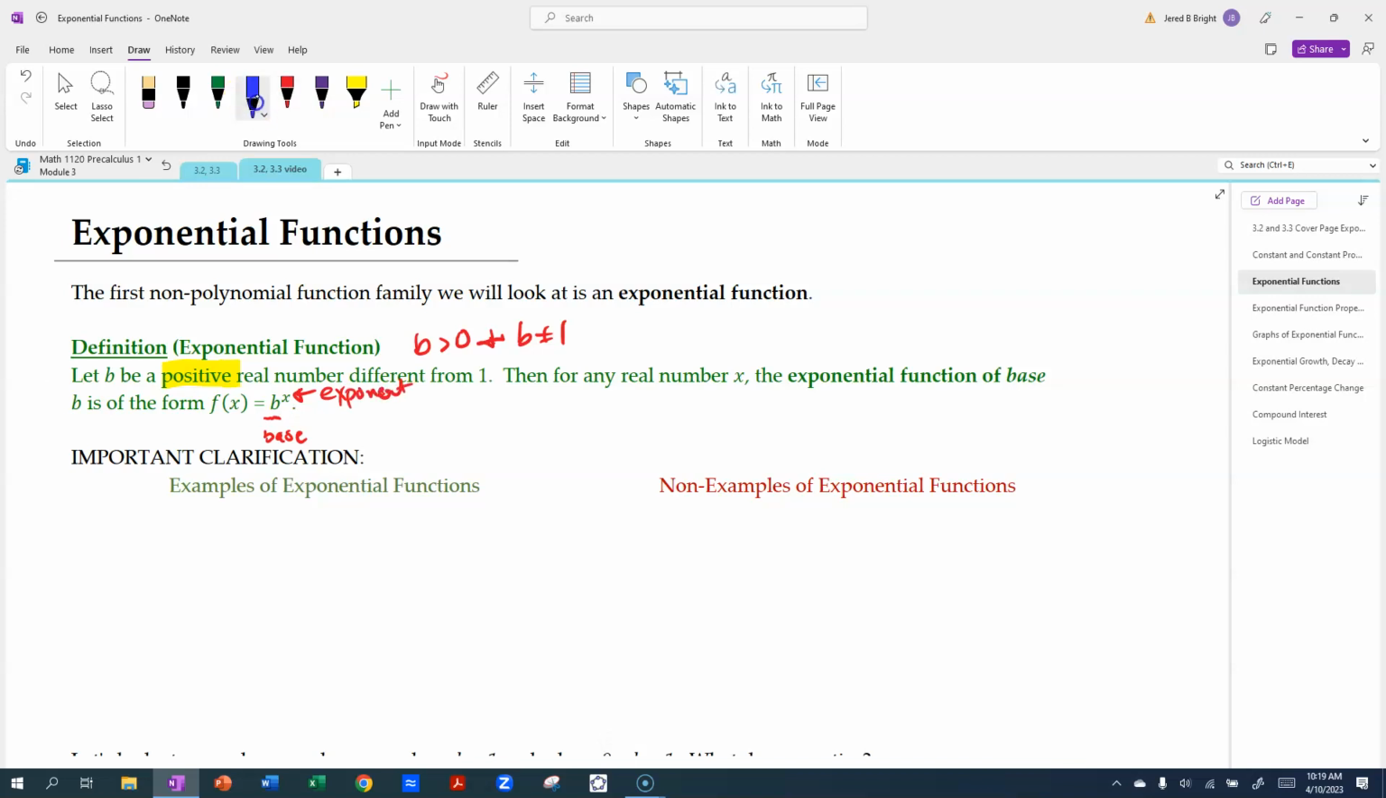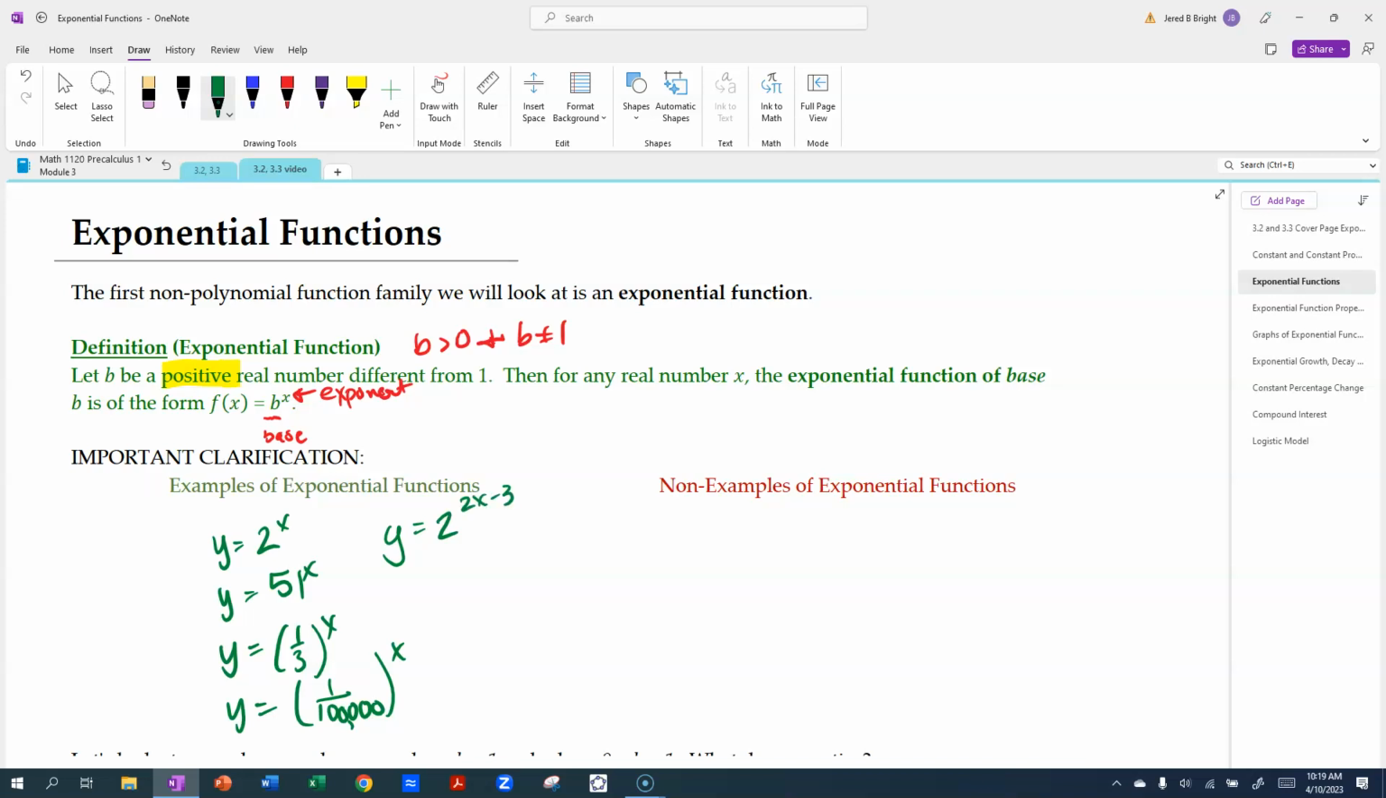So when we talk about exponential functions, things that are exponential functions are like y is equal to 2 to the x, y is equal to 51 to the x. We could even have fractions like 1/3 to the x. We could have y is equal to 1 over 100,000, all to the x. And the variable on the exponent can be something really wonky. It could be like 2 to the power of 2x minus 3. That's fine too.